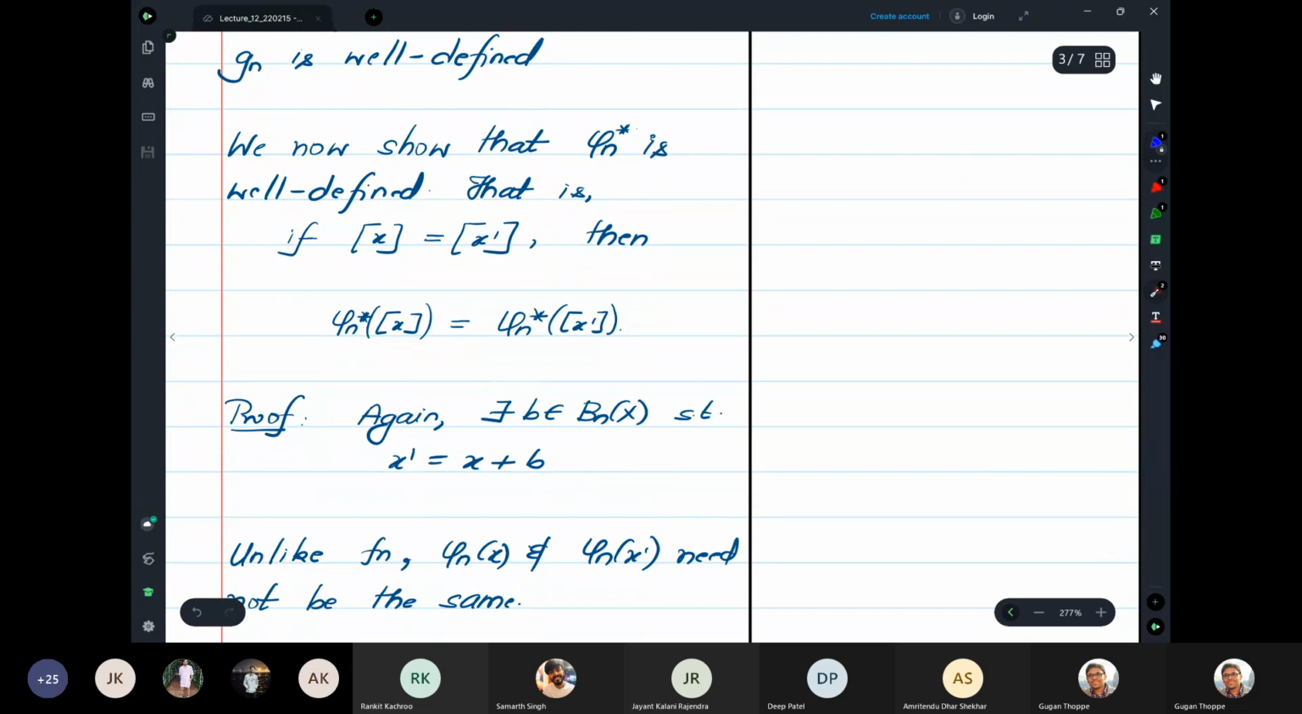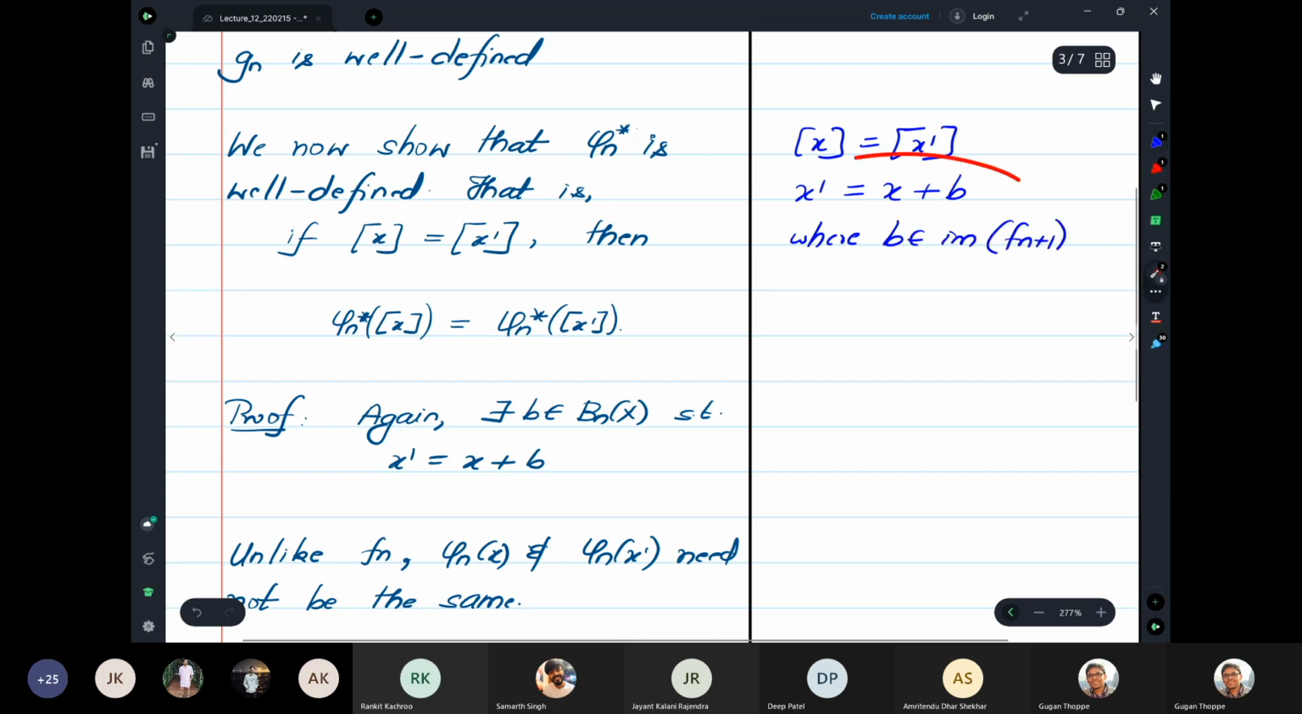So again, as we discussed before, since the equivalence class of x and x prime is one and the same, it follows that x prime must be of the form x plus b, where b must lie in the image of fn plus 1, right? So this is what must happen.